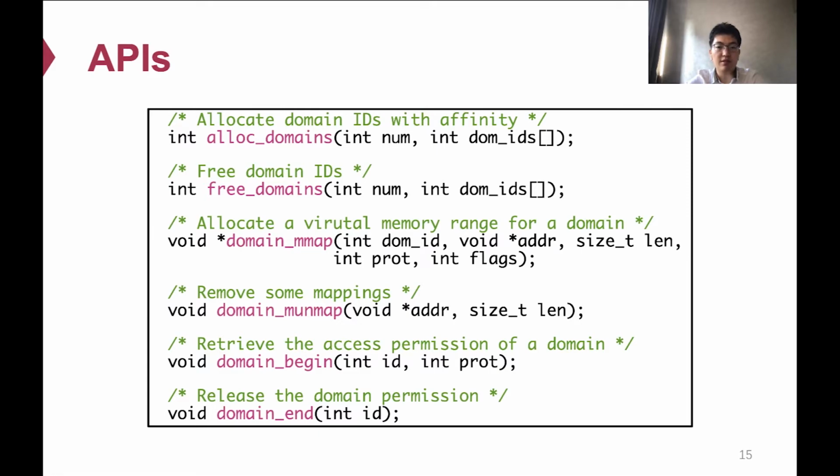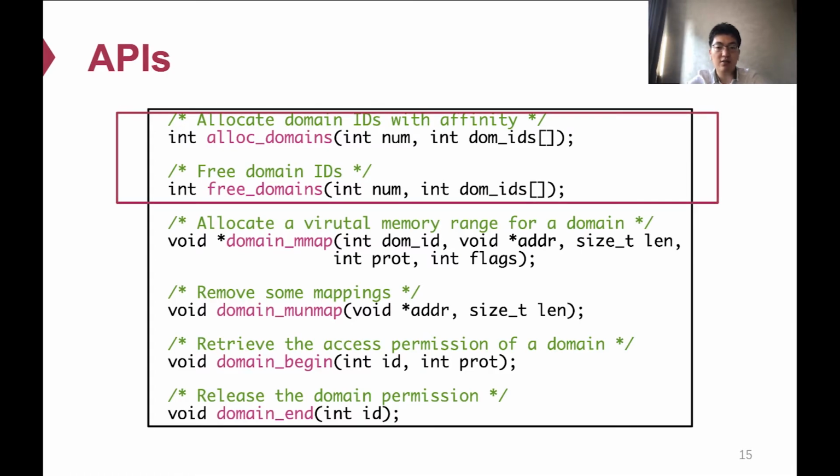EPK preserves the usage model of the original MPK. It includes a user library to provide interfaces for applications. An application can invoke alloc domains to get multiple domain IDs, considering that some domains are likely to traverse together. The interface will try to return the domains that are located in the same EPT because domain switching within the same EPT is faster.